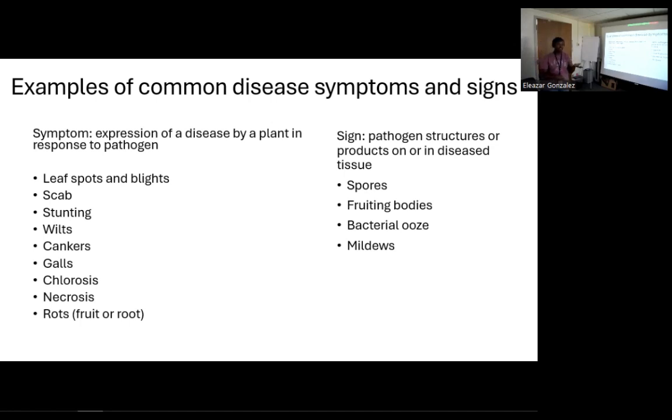And then a sign will refer to evidence of the pathogen. It's either the pathogen itself or a pathogen product on the diseased plant or tissue. So things like spores. If you recall the picture I showed with the brown rot, the fruit had turned brown, so it was rotting. The symptom would be the rotting, but it was covered in spores of the pathogen causing it. So just the presence of those spores would be a sign of the disease.